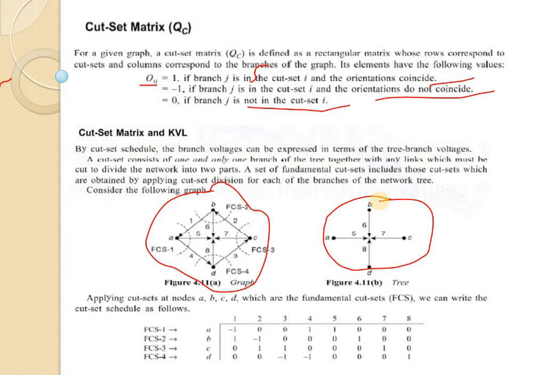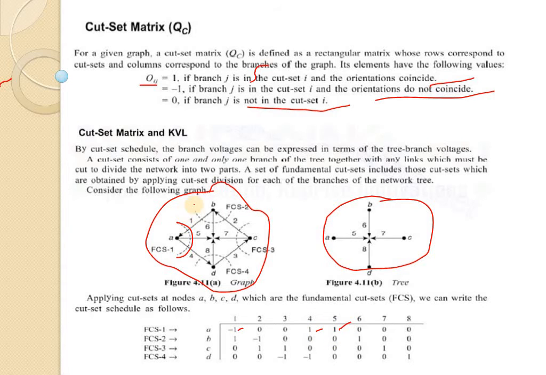In the first cut set, we have seen that this cut set is related with 3 branches, 1, 5 and 4. See the directions: 5 and 4 are in the same direction, 1 in the opposite direction. So 1 is minus and 4 and 5 will be plus.